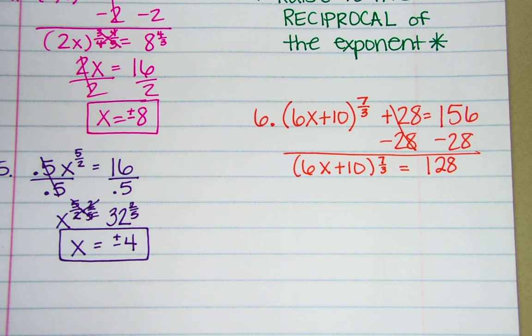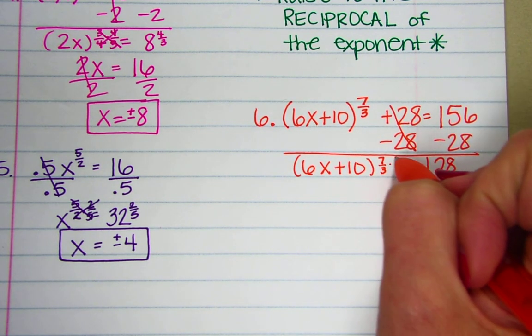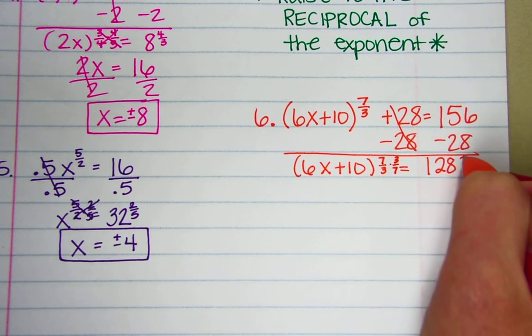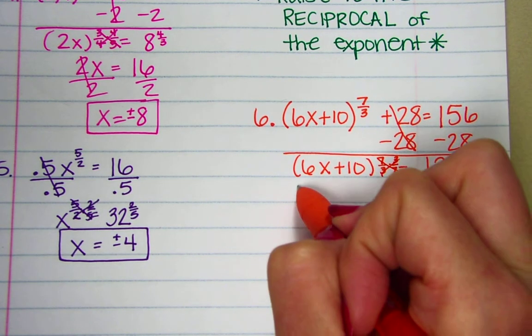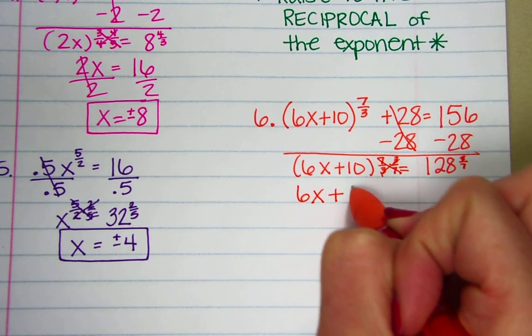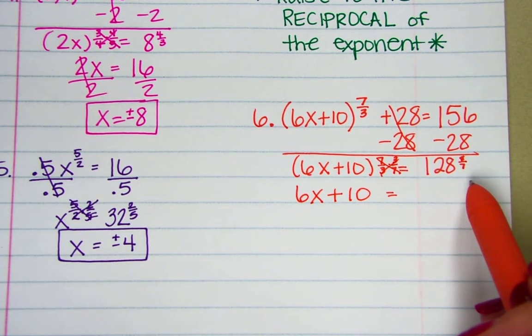We've got to get rid of the fraction, right? We're going to do what again? 3 over 7. Okay, let's get rid of that, and then I can just bring down 6x plus 10 all by itself. I can break it all the way out. That's 128 to the 3 over 7. You can't really see what I wrote.